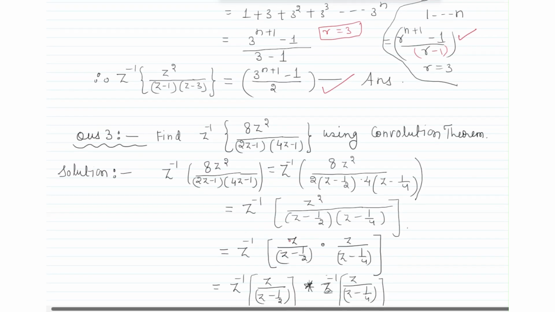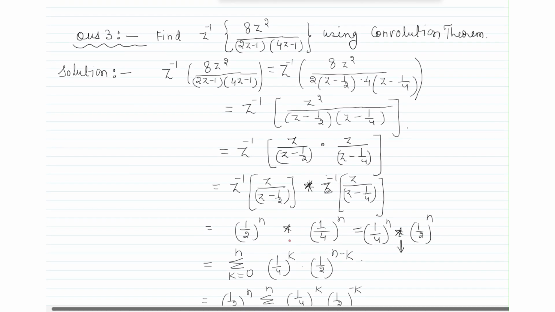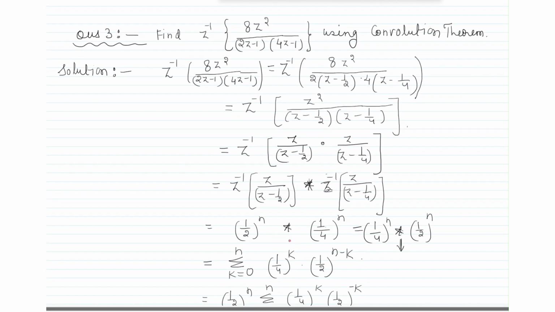Now see, one more question we'll solve here. The question is: find the z inverse of 8z square upon 2z minus 1 into 4z minus 1 using the convolution theorem.